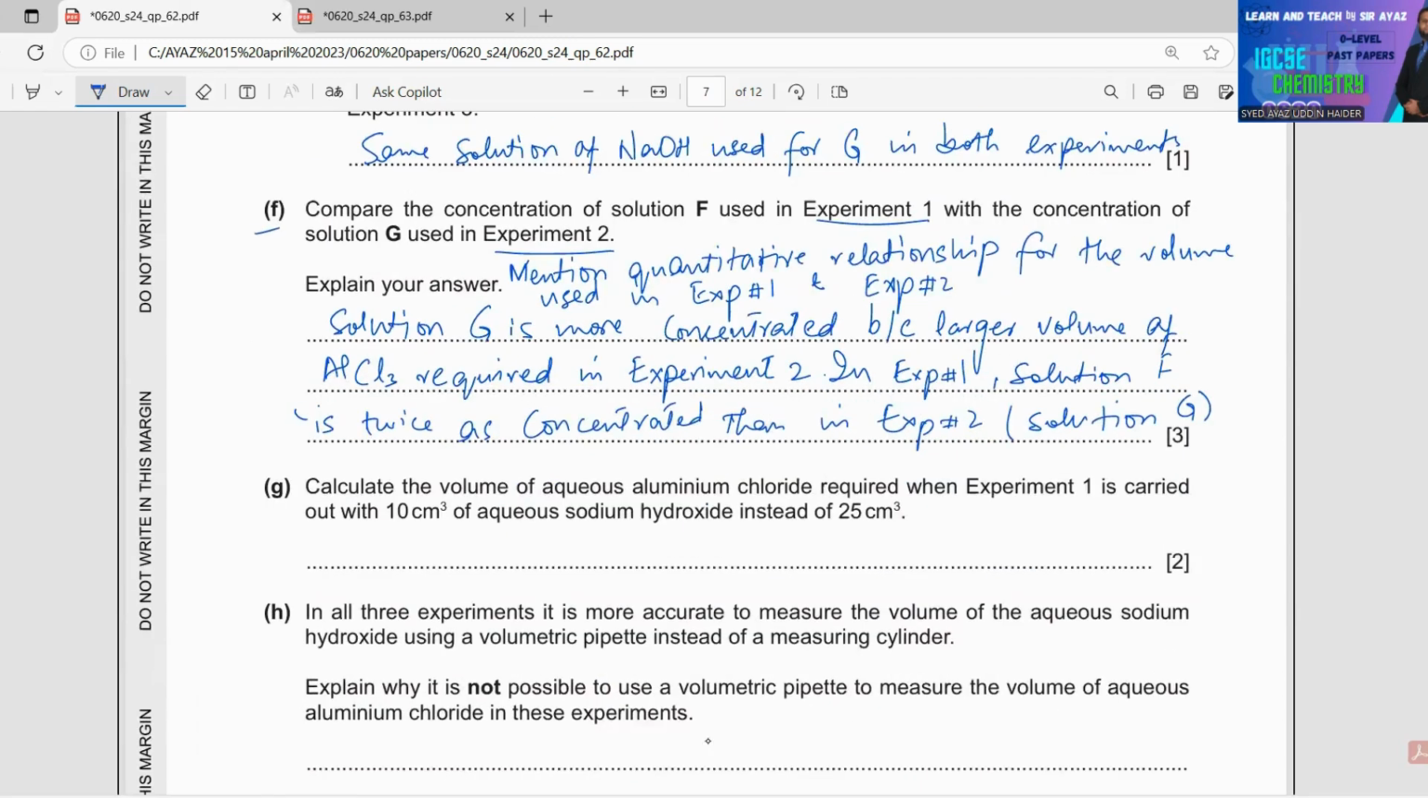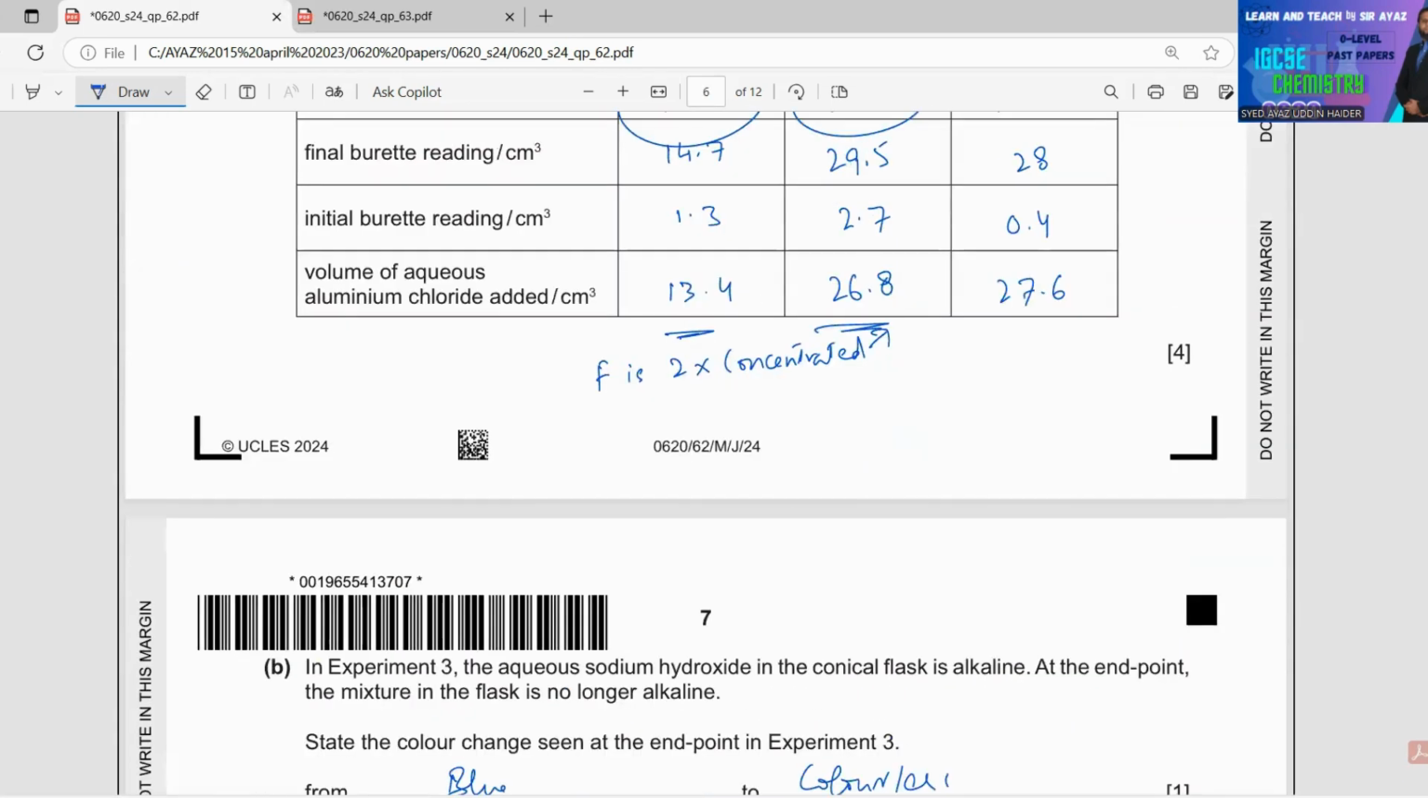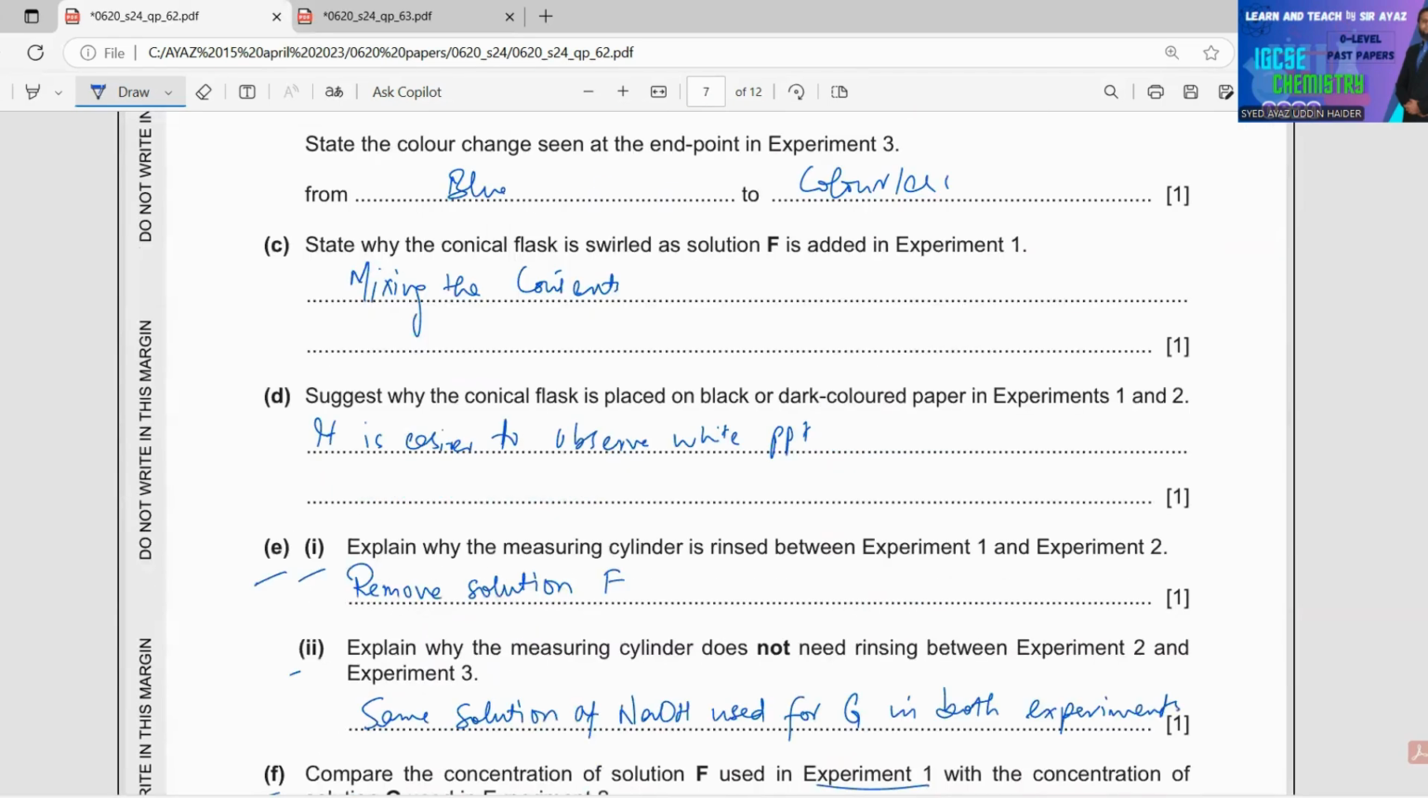Moving to next part, which is part G. Calculate the volume of aqueous aluminum chloride required when experiment 1 is carried out with 10 centimeter cube of aqueous sodium hydroxide instead of 25 centimeter cube. So experiment 1, the volume used is 13.4, which is for 25 centimeter cube.